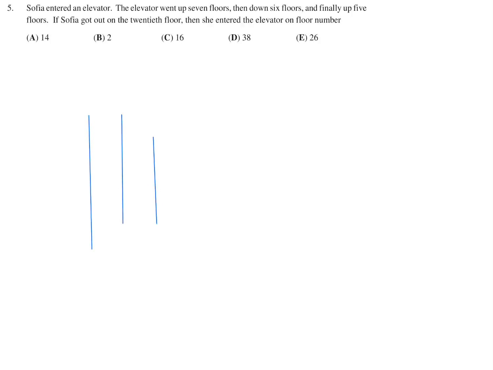And they are giving us a little bit of help here. She got out at the 20th floor. So at this point, she is on floor 20. And they want you to figure out, she entered where? What was this floor? All right, well, she went up 7, so that's 7. Went down 6, and then went back up 5.